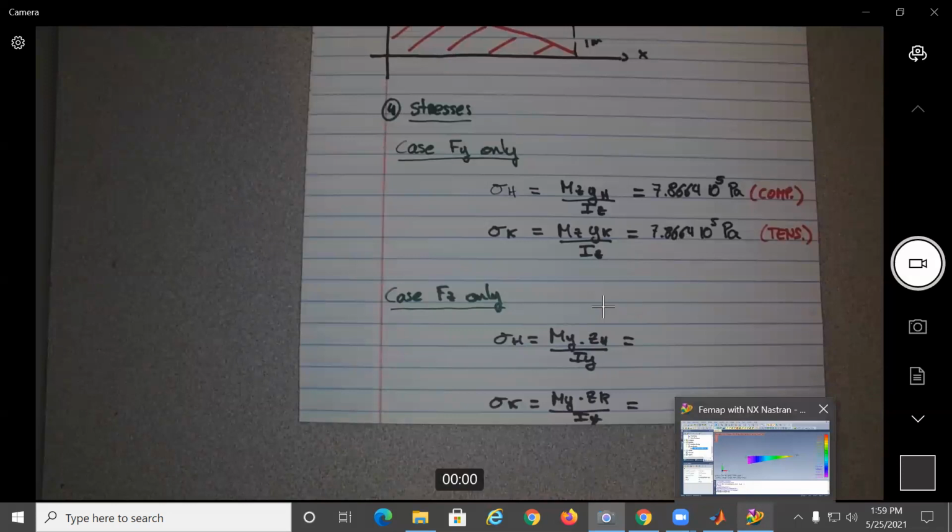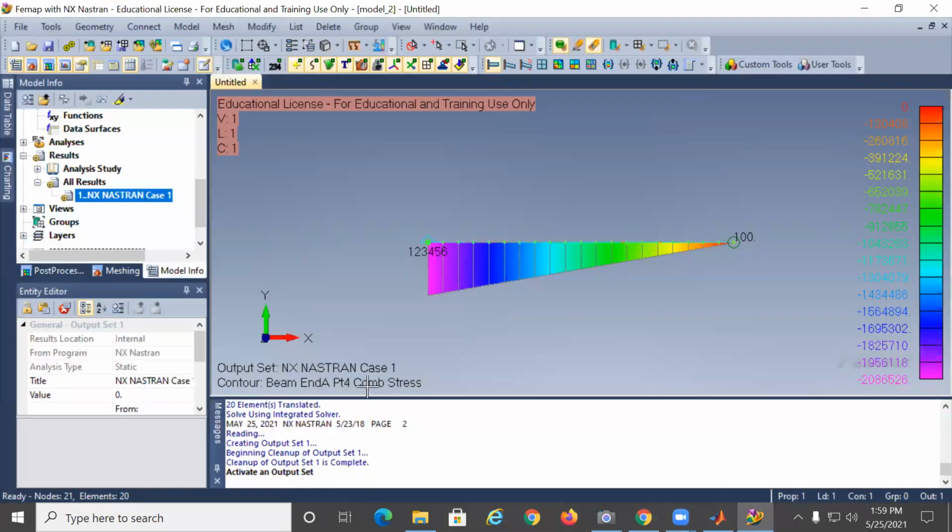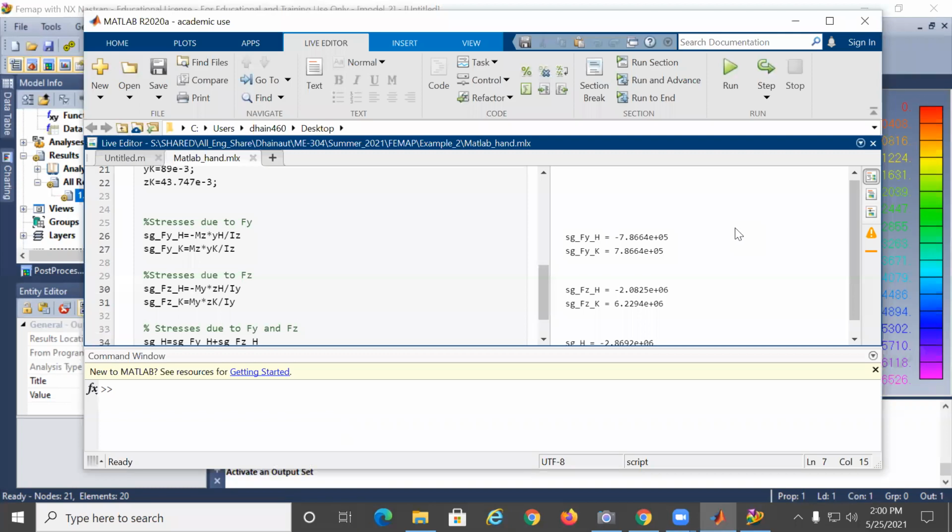So this will be 0.4. So 0.4 for us is point H. We said that point H needed to be in compression, no? What do we get? A negative value, which indicates what? Compression. What is the value? 20.86526. So in order to save some time, I did the same calculations here in MATLAB. What do we get? 20.825 10 to the 6.